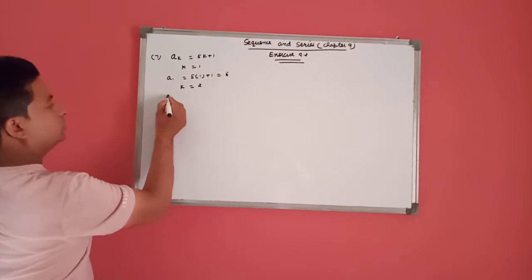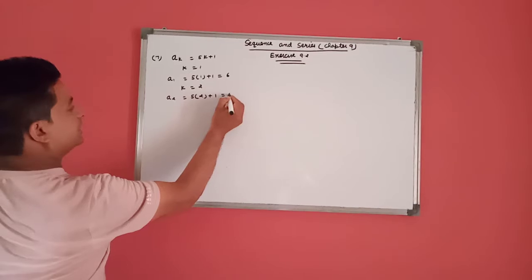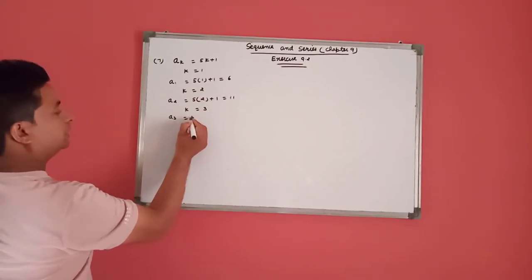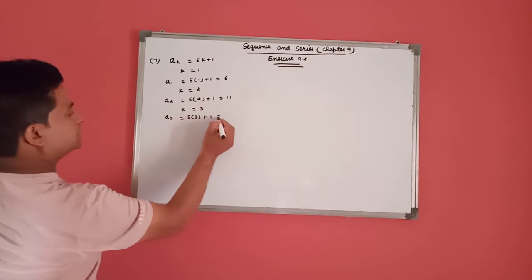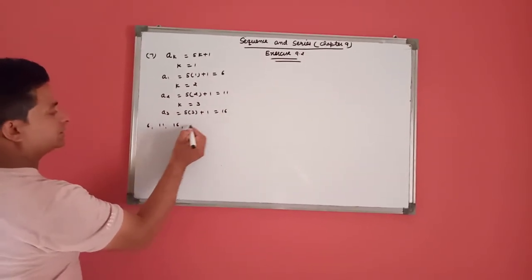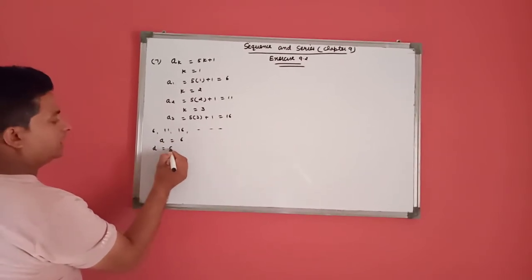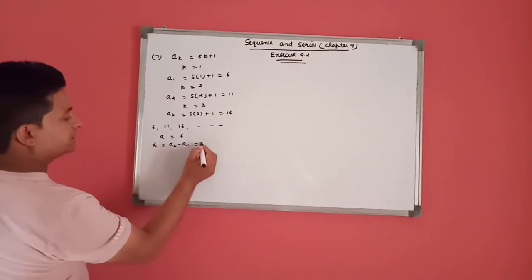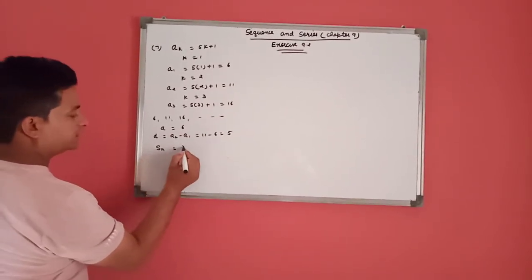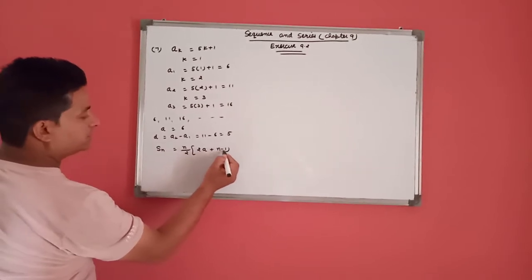Then put k equal to 2. The second term is 11. Then put k equal to 3. The third term is 16. So we have the AP 6, 11, 16. This means the first term of the AP is 6 and the common difference is A2 minus A1, that is equal to 5. The formula of Sn is n upon 2, 2a plus (n minus 1) into d.